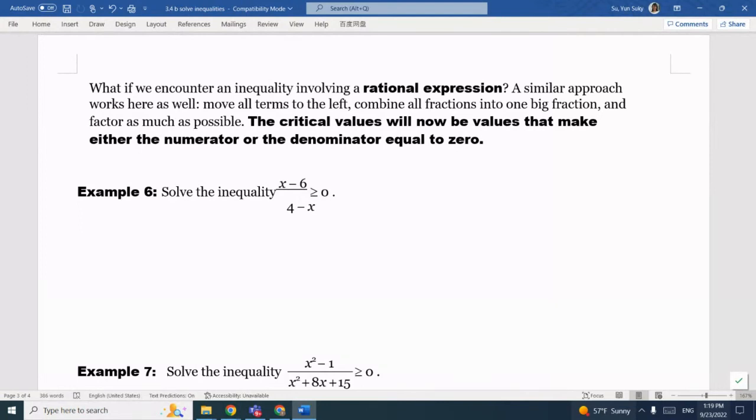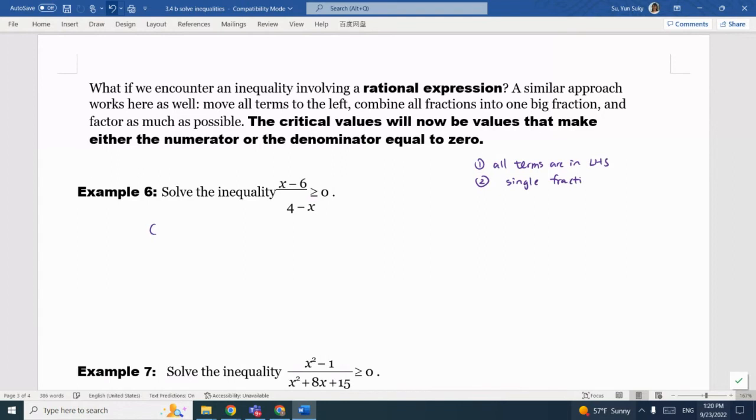All right. So the critical values will now be the values that make either the numerator or the denominator equal to 0. Okay? So let's look at this problem. First of all, are all the terms on your left-hand side? Yes. Is this a single fraction? Yes. Good. So we make sure all terms are on the left-hand side, and make sure it's a single fraction.